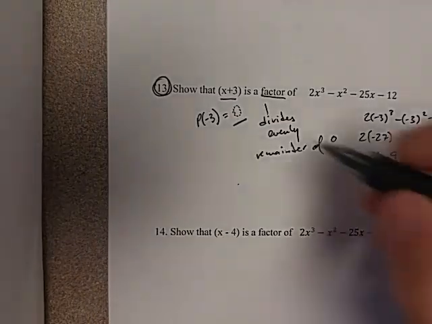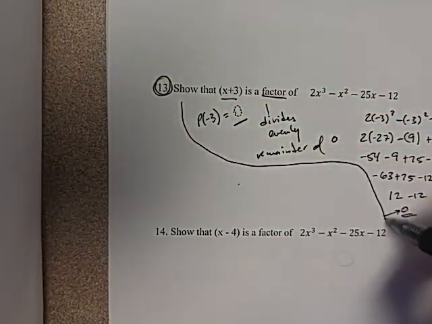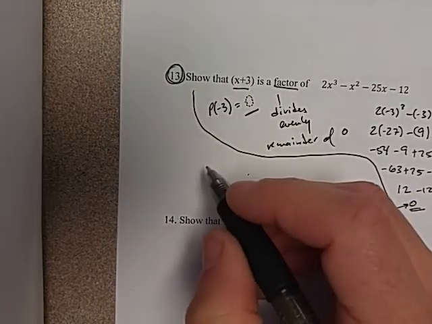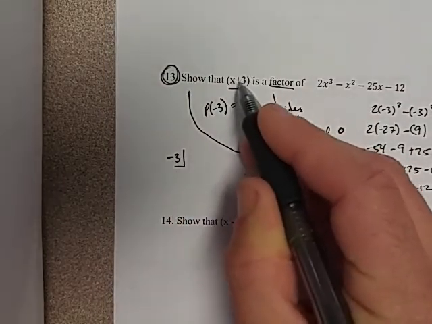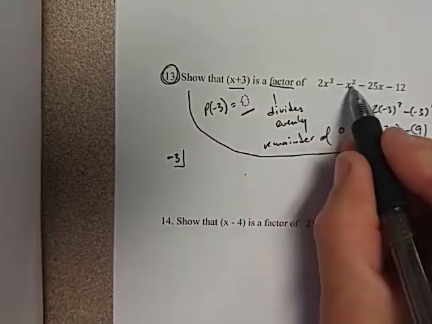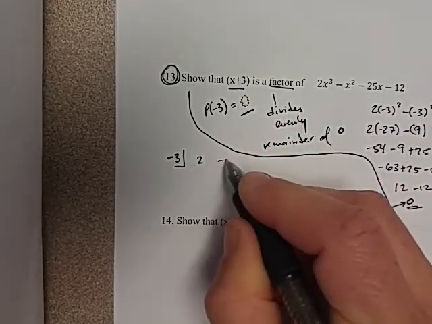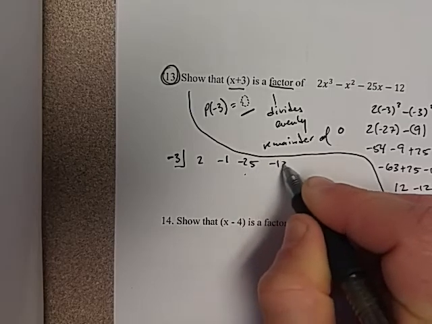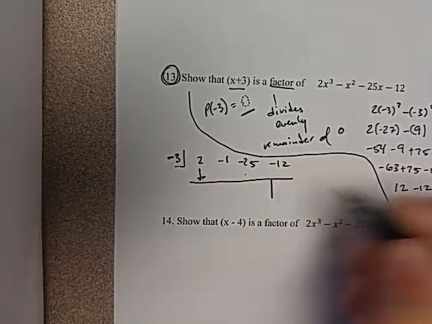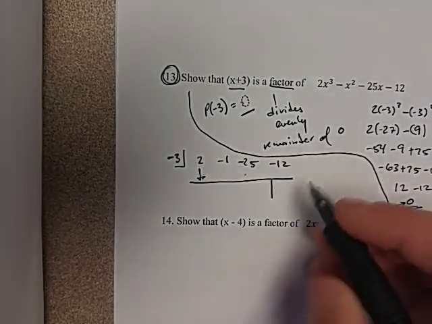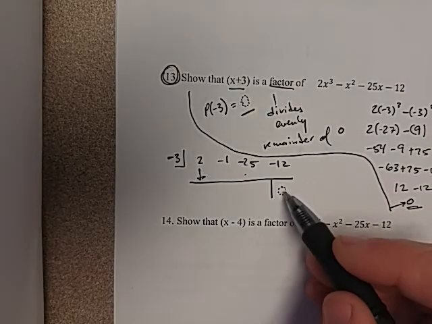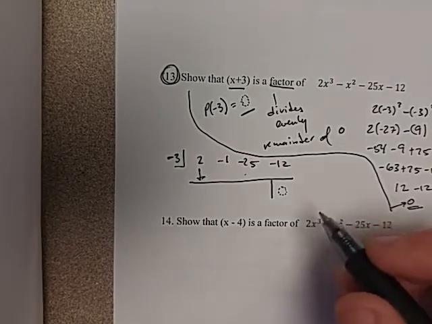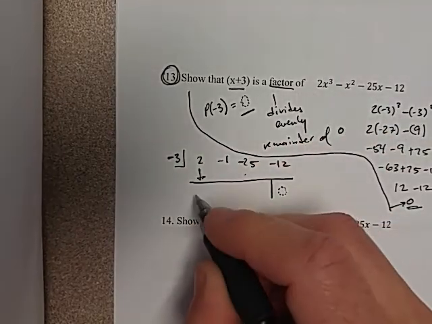Now we could also do this a separate way, using synthetic division. If I do synthetic division, I would put -3 in my box from my divisor, and I'm going to put the coefficients out here, and I'll set it up like that. Remember, whatever's over here is my remainder, and I'm hoping that it's 0, because if it's not 0 here, then it's not a factor, and I did something wrong because it says to show that it is a factor.